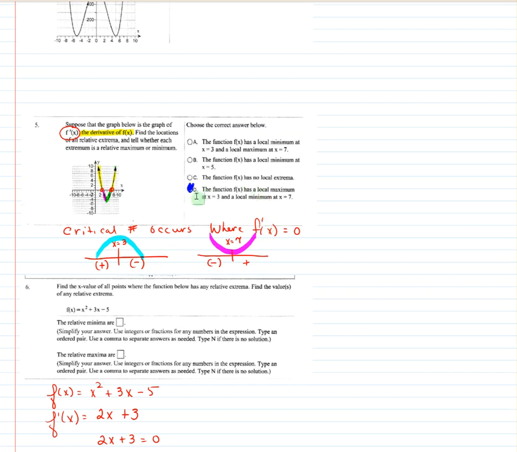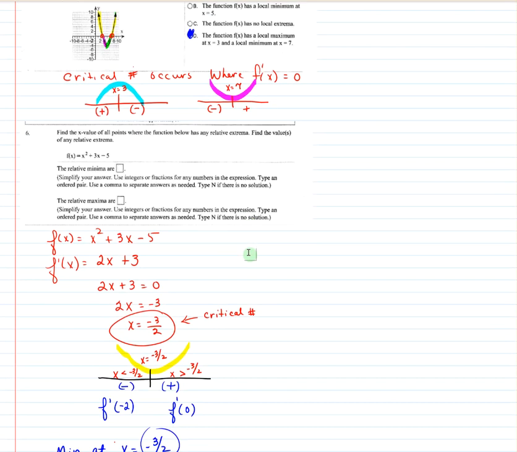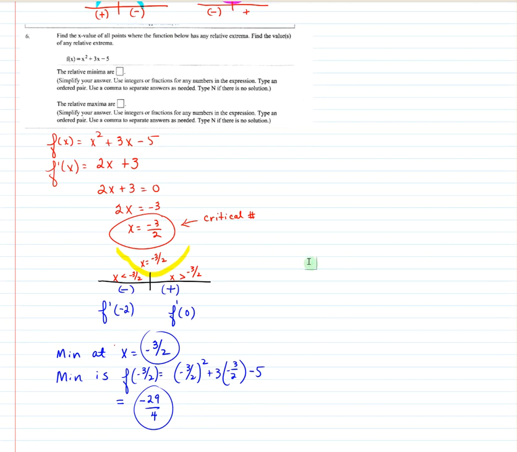So our answer is here at D. The function has a local max at x equals 3 and a local min at x equals 7. And you have to just think through that, knowing this is the derivative. These are your critical numbers where it's on the x-axis, and you're looking to the left and to the right of it to see where your positives and negatives fall. So it may be helpful to draw that out like that. All right, number 6, find the x values of all the points where this has relative extrema.